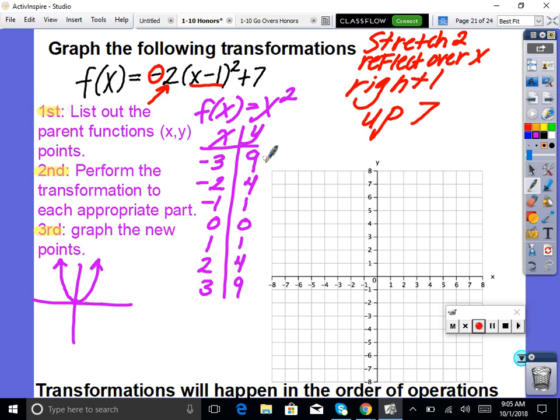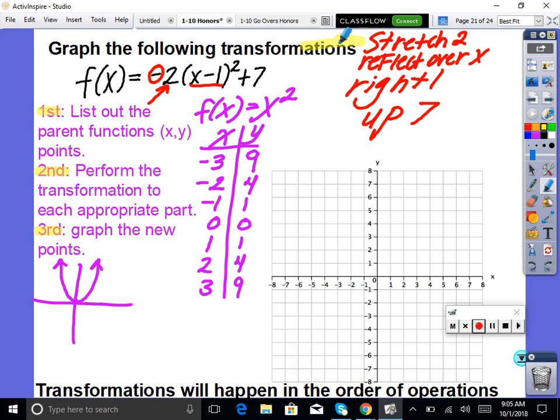So if you think about it, if we have xy points and we shift up 7, wouldn't that just take the y values and add 7? Yes. Yeah, it's a y shift. Shifts left and right are to your x. If you're going right 1, you're starting with xy points right here, and we're just shifting right 1. That would change your x values. Everybody understand?